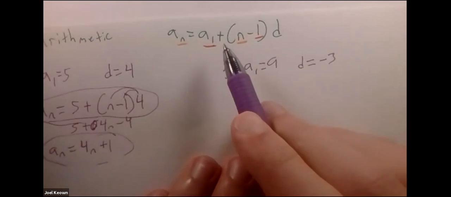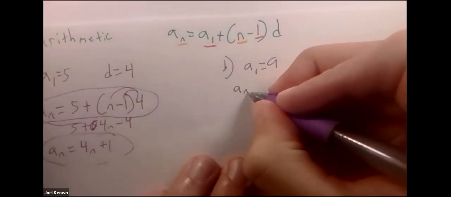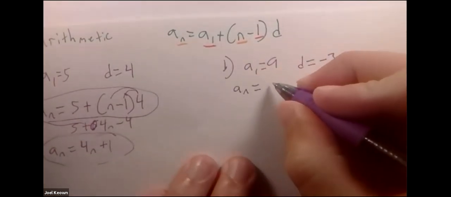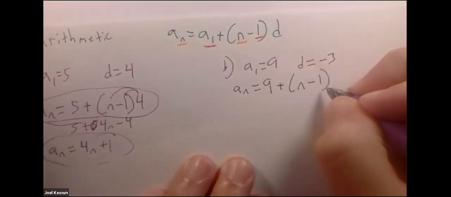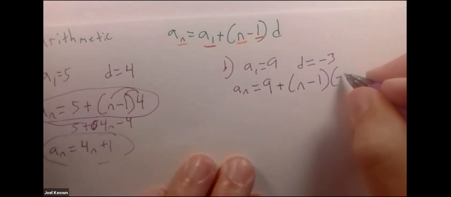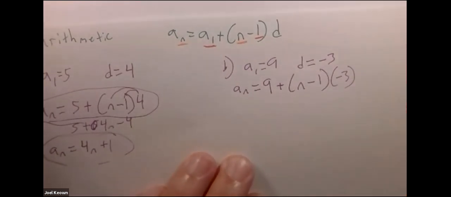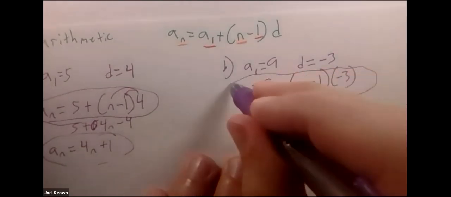Okay, so again, plug into our formula. A sub n equals, my a sub 1 is 9, n minus 1, and the common difference, I put in parentheses because it's negative. It's negative. Okay, there's my rule.